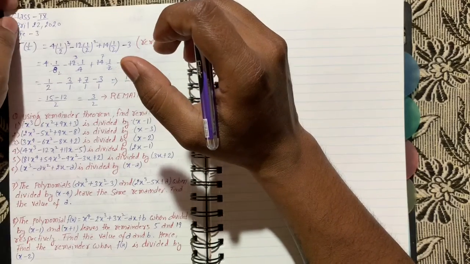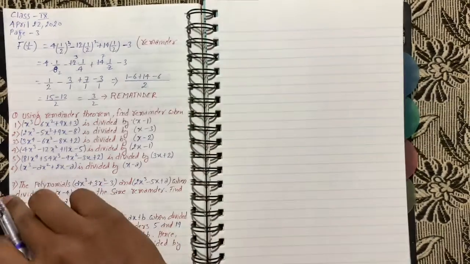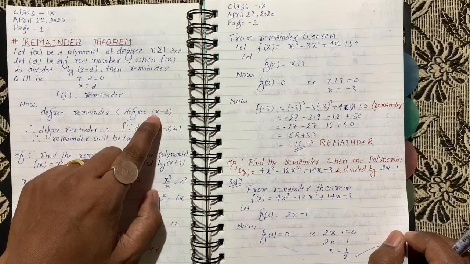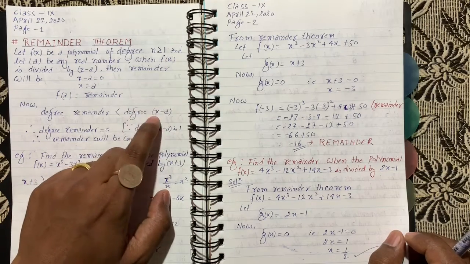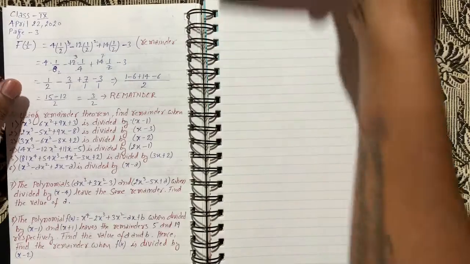Now one very important thing I'm going to tell you: there is one limitation of this remainder theorem. One limitation of the remainder theorem is that the degree of the divisor will always be 1. If the degree of the divisor is more than 1, then we cannot use the same formula. Suppose, one example I'm telling you.